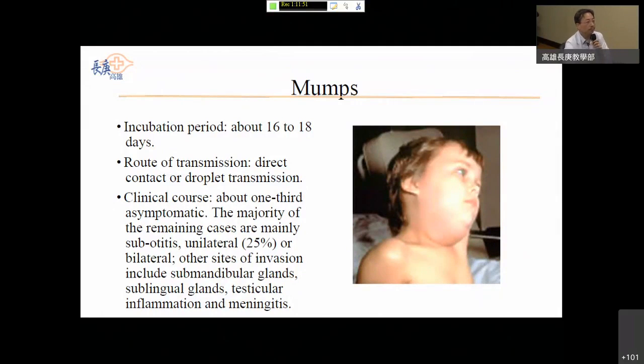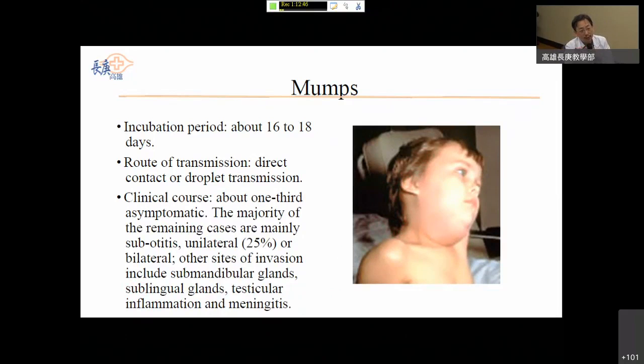But for mumps, what we need to know are some possible complications. What are the possible complications? The most important one is testicular inflammation or ovary inflammation. When the person has mumps, we can see the swelling of the parotid gland. How do we differentiate mumps, parotid gland swelling, and lymph node swelling?